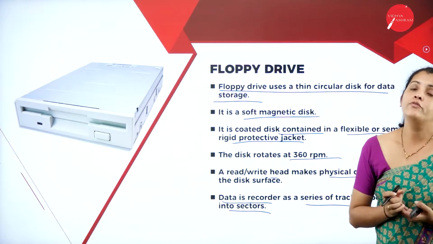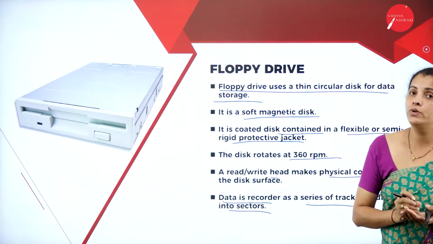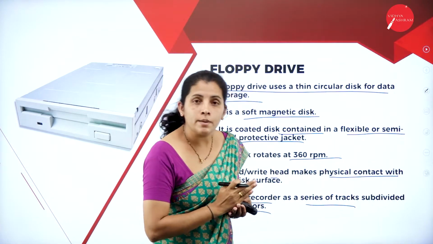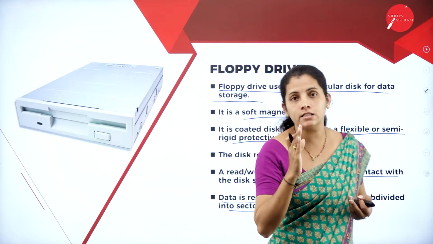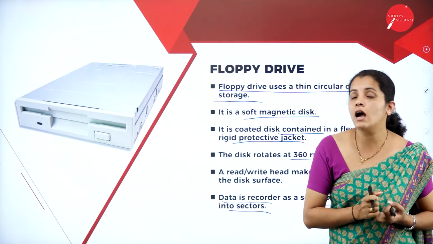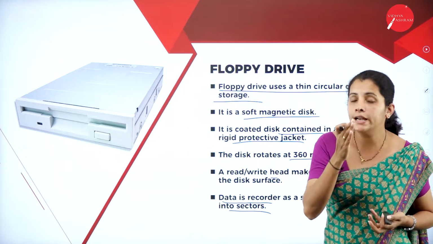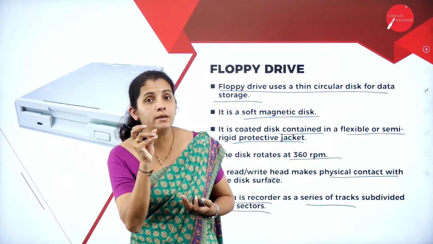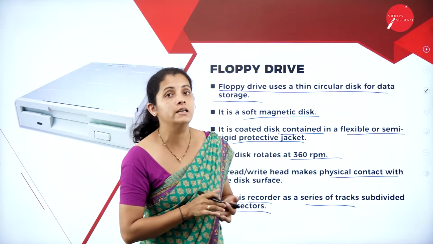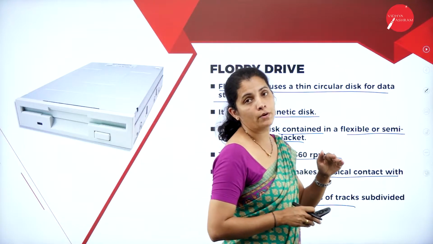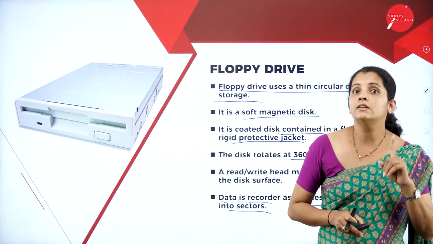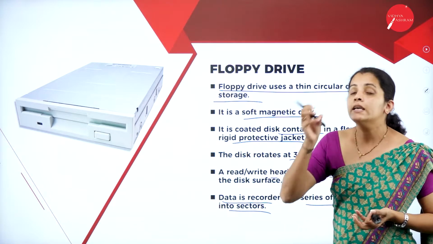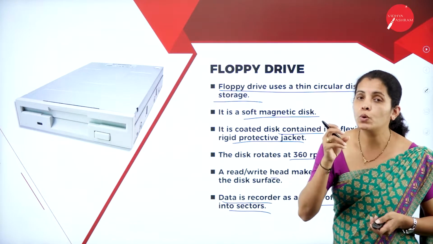Here, the volume of the floppy disk is divided into a number of tracks. Further, the tracks are subdivided into a number of sectors, and the sectors are capable of storing the data. The volume of the floppy disk, that is the capacity of the floppy disk, is divided into a number of tracks. Further, the tracks are divided into a number of sectors. Inside the sector, we store the data.